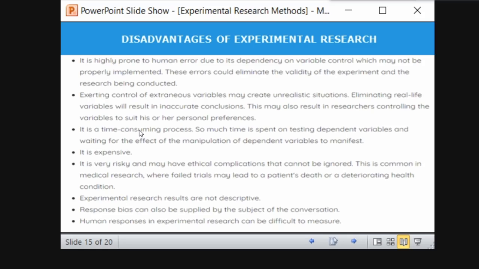It is risky and may have ethical complications that cannot be incurred. This is common in medical research where failed trials may lead to patient death or deteriorating health condition. That is true. Ethical factors are there in medical research. If you are doing something on animals or even on humans, if you are testing a vaccine, you have to get proper permission from that human, right? Without permission, if you are testing a new vaccine and there is a side effect, he may die or have some other diseases. So you have to get ethical approval. It is risky. It is very risky.